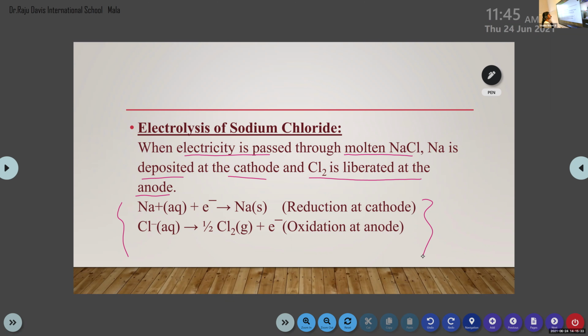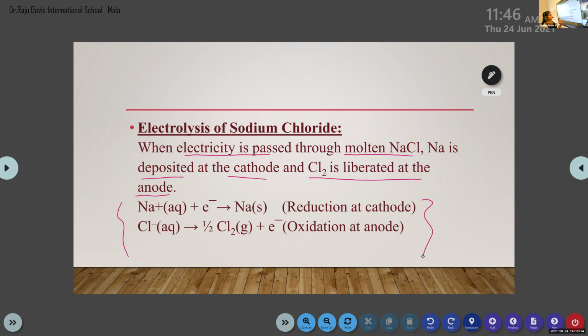In the case of sodium, it is reduction because it is deposited at the cathode. So the sodium ion gains one electron and becomes a sodium atom. In the case of chlorine, the chloride ion gives up electrons and becomes a chlorine atom. So at the cathode, a reduction reaction takes place, and at the anode, an oxidation reaction takes place. These are the two products formed in the electrolysis of molten sodium chloride.